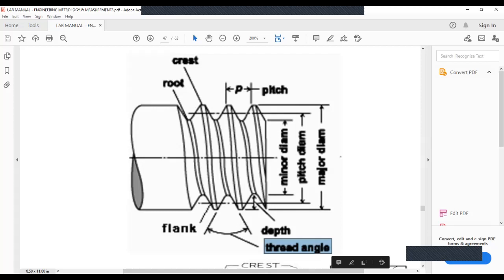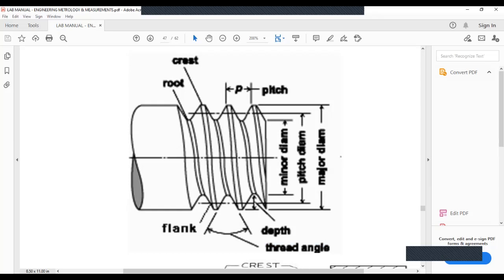In this experiment part, by what means? It is by means of a toolmaker microscope. Right. So here, if you observe the definition of these things, then it will be clear for us. Once the parts are visible for us, then you need to go with the definition part of these particular parts: when it is going to be called a root, crest, pitch, major dia, minor dia, thread angle, flank, and depth, all these things.